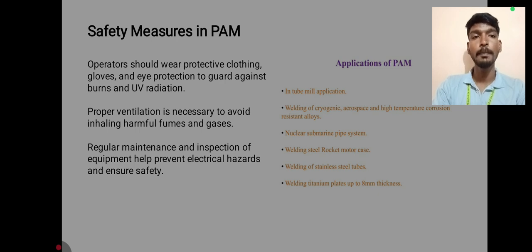Safety measures in PAM. Operators should wear protective clothing, gloves, and eye protection to protect their body from oxidation and UV radiation. Proper ventilation is necessary to avoid inhaling harmful fumes and gases. Regular maintenance and inspection of equipment help prevent electrical hazards and ensure safety.